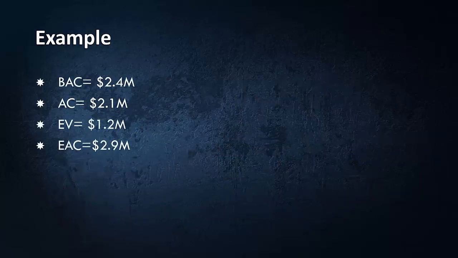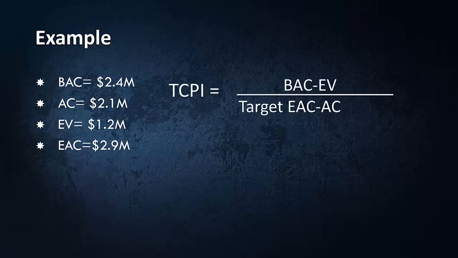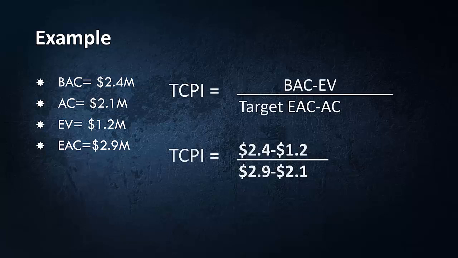Based on the information given, our budget at completion is $2.4 million. Our actual cost is $2.1 million. Earned value is $1.2 million, and estimate at completion, which is basically what Brian has estimated, is $2.9 million. Now, TCPI, I already showed you the formula for TCPI, so if I replace those with the numbers, it gives me the TCPI of 1.5.